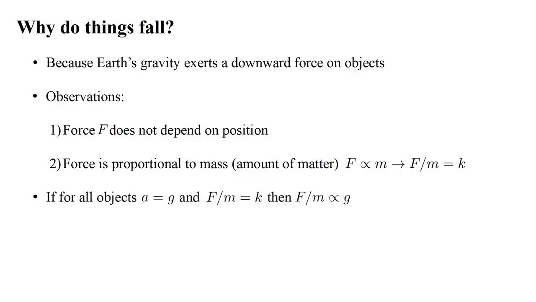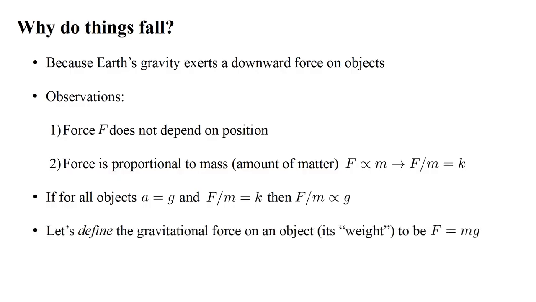Now, if all objects experience the same gravitational acceleration g, and the ratio of force to mass is the same constant for all objects, then since it's trivially true that two constants are proportional to each other, we can write that gravitational force divided by mass is proportional to gravitational acceleration.